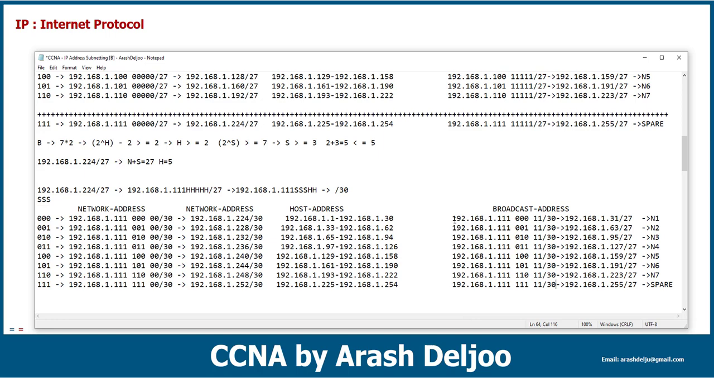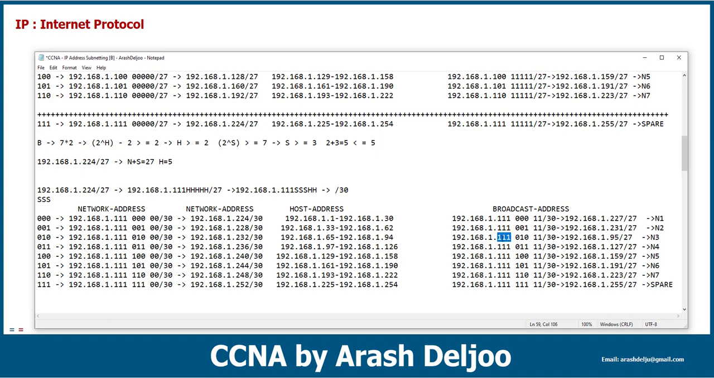Let me calculate 192.168.1.224 plus 3. Plus 3 equals 227. You know that this value should be one number less than the next network address. 227 is one number less than 228. Let me calculate the next. 224 plus 4 is 228, plus 3 is 231. Look here, 231. This is one value less than 232.